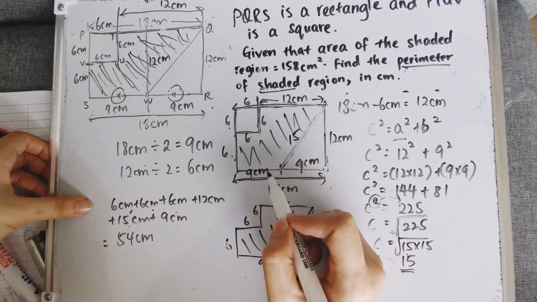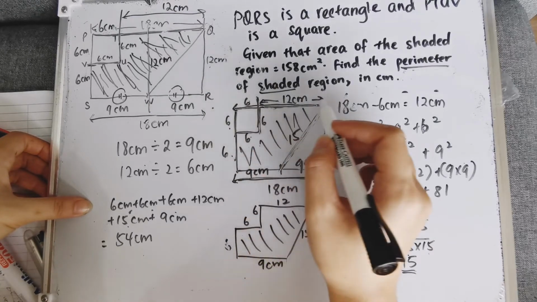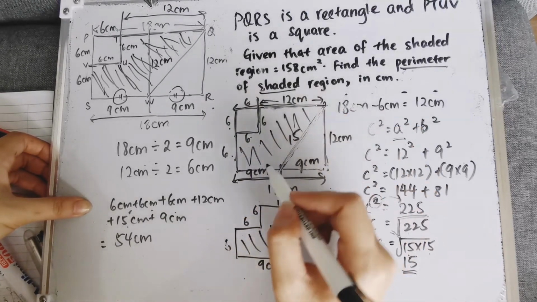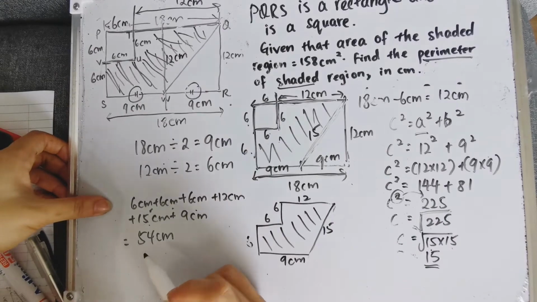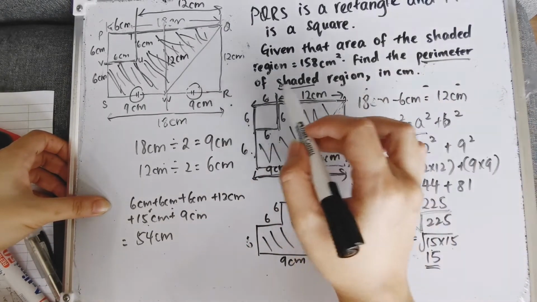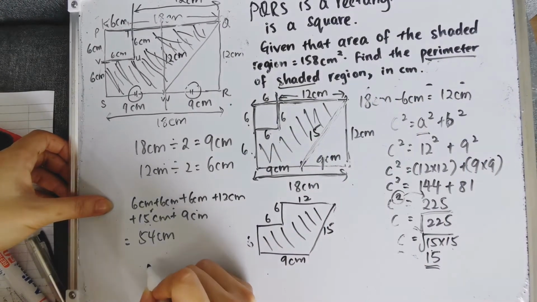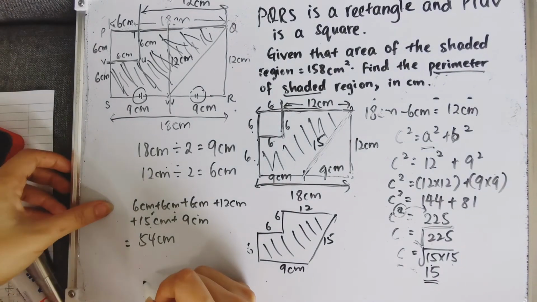So this is 9. Once we found all the figures, we add everything together because the question asks us to find the perimeter of the shaded region. So the answer is 54.